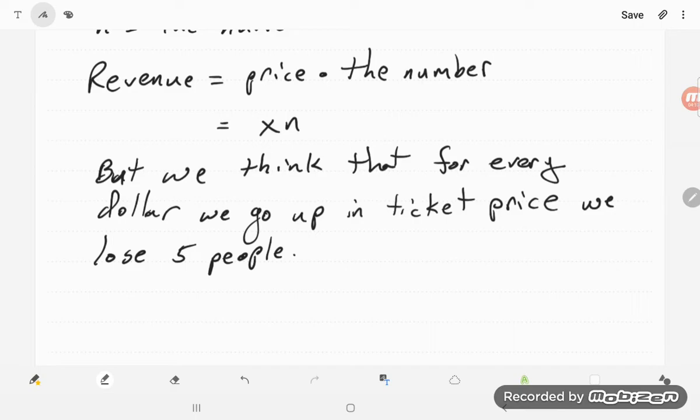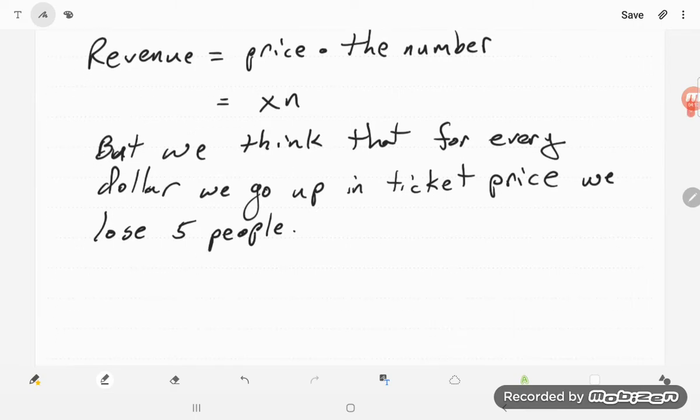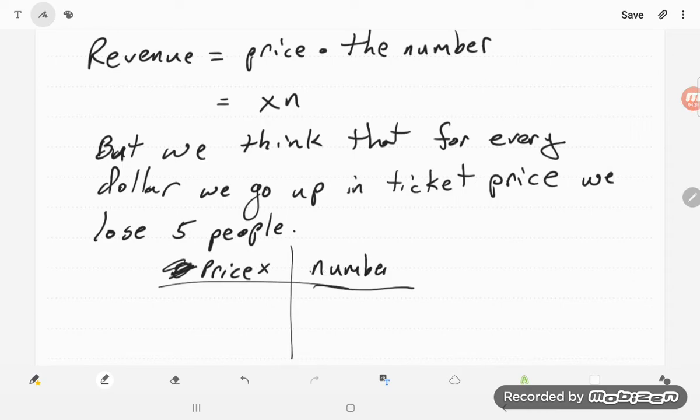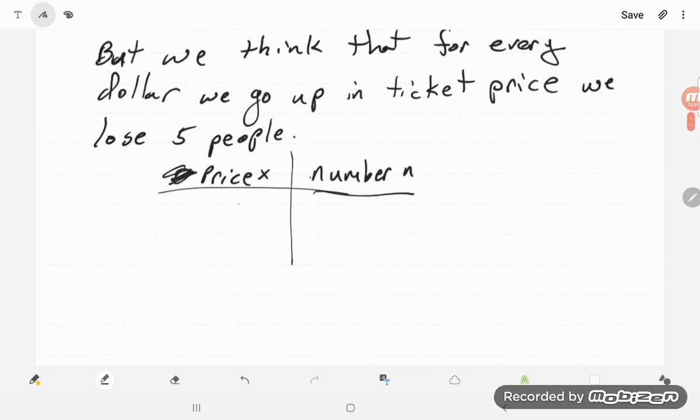Okay, so if we don't charge anything, so here's our price X, and our number N. If we don't charge anything, we expect to fill up the place. If we charge $1, we'll lose 5 people, so that'll be 95. 2 would be 90, and 3 would be 85, and so forth.